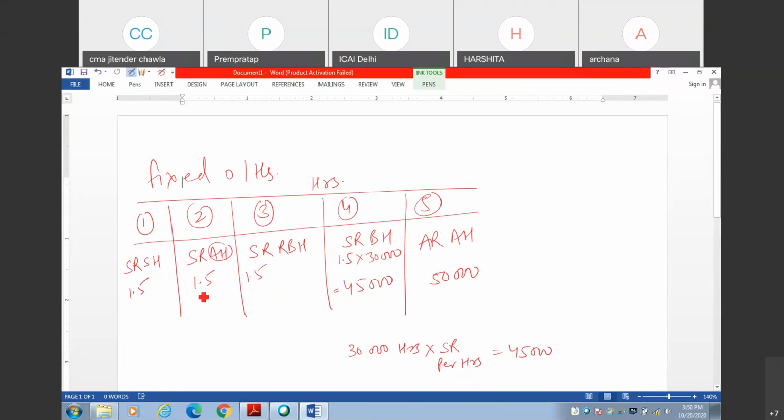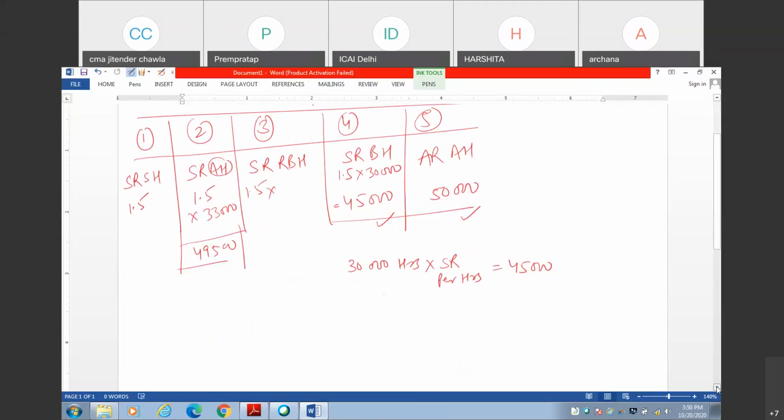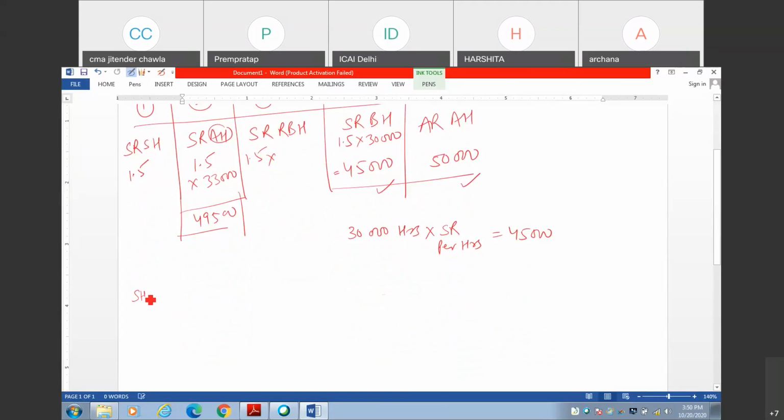Actual hour is given to me, 33,000. It is given in the question. So this one calculation done, this one done. 33,000 into this is 49,500. I'm required to calculate standard hour for actual output.